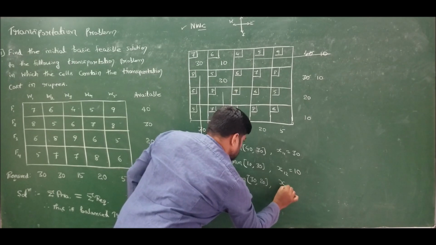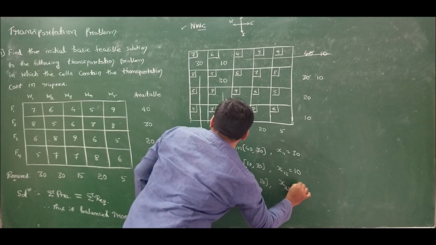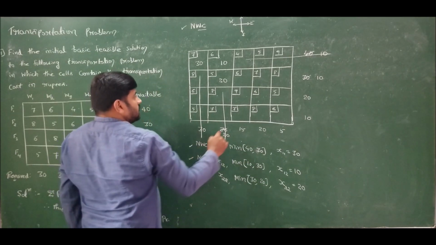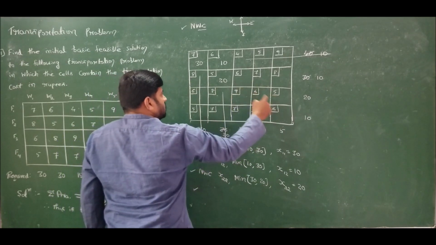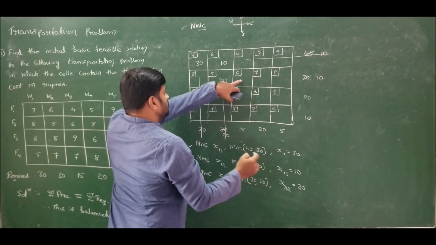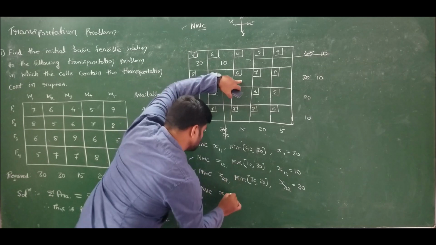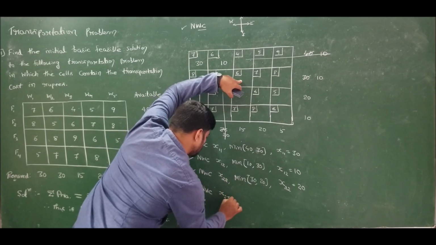So x22 is equal to 20. Now the remaining, which is the northwest corner, this is the northwest corner. So northwest corner is x23, second row, third column.